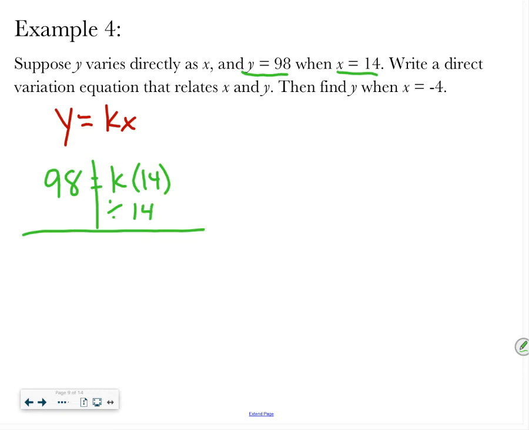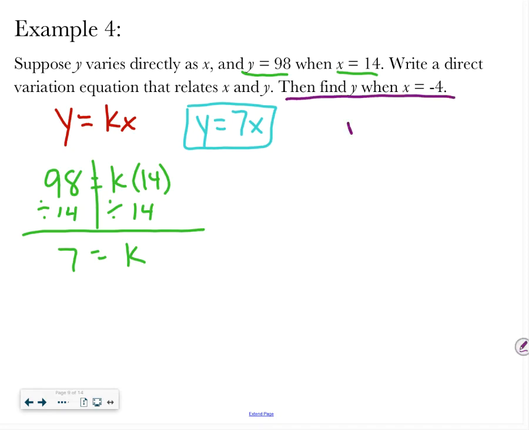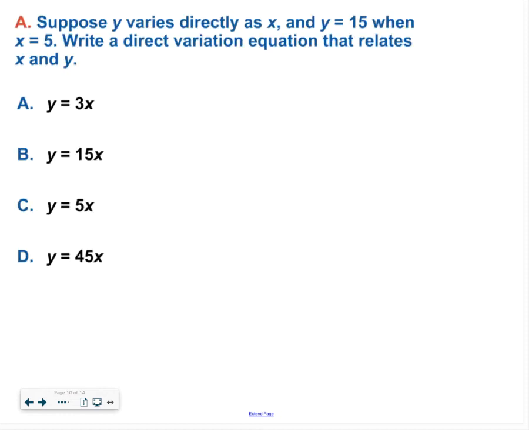If I continue to solve that, I can figure out what my k value is. So if I divide by 14, I'm left with 7 equals k. So I have my constant of variation. That means I can now write my equation as y equals 7x. That would be my direct variation equation for this problem. And I can then use that to find y when x equals negative 4. So y equals 7 times negative 4, or y equals negative 28. So why don't you go ahead and try this next problem on your own, see how you do.